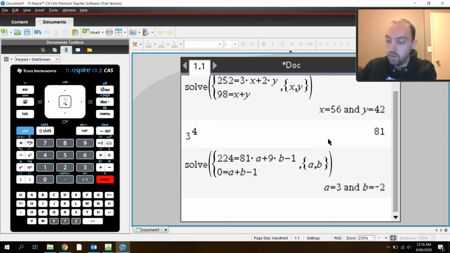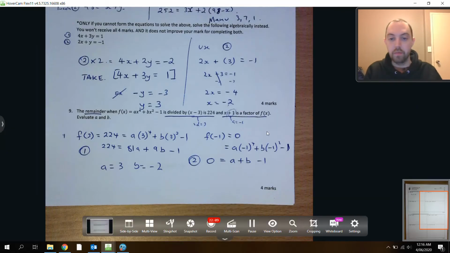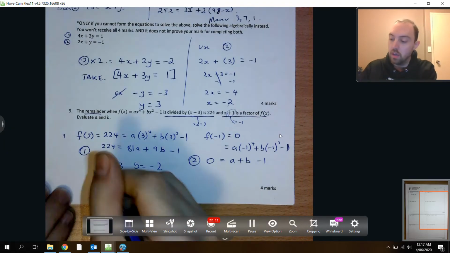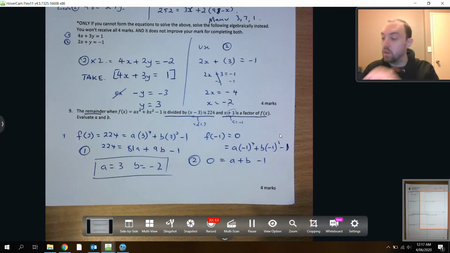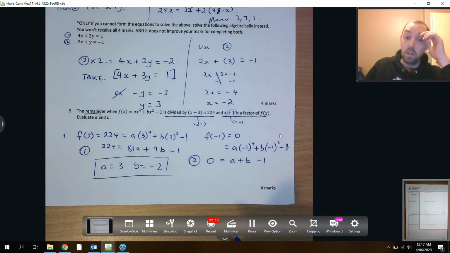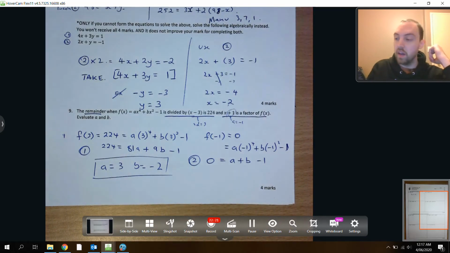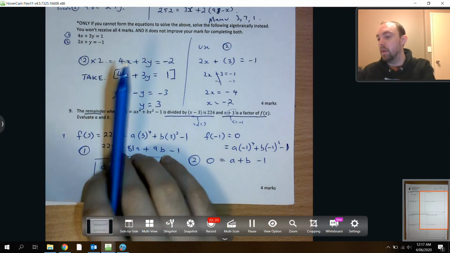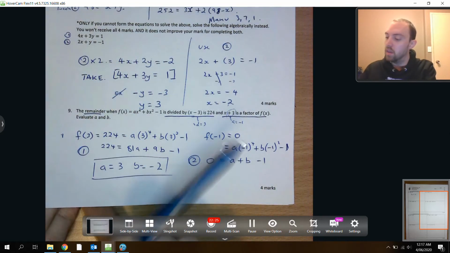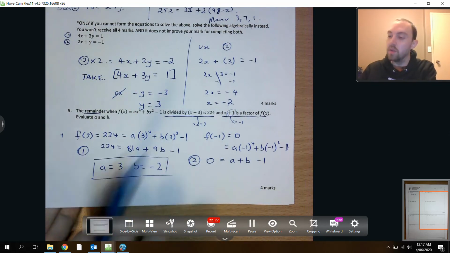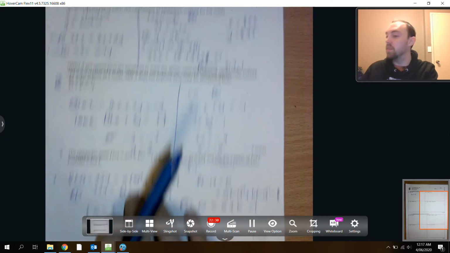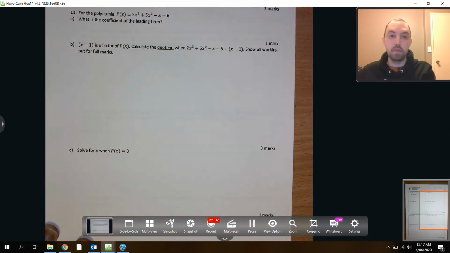a is equal to 3, b is equal to negative 2. Okay, that's my final solution. A little bit tricky, a lot of details there, but once you get both bits of information into the calculator is the best way to solve it. Okay, you can do simultaneous equations, but it would take you a lot longer than you have.